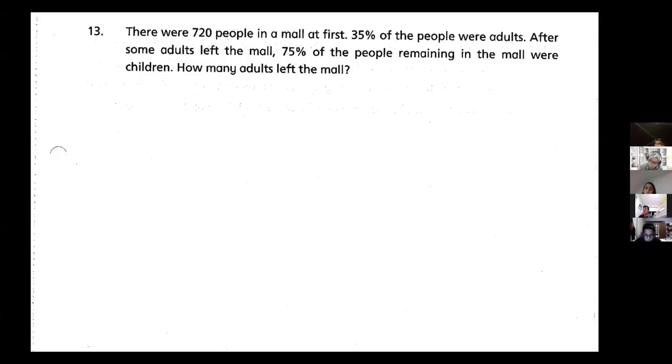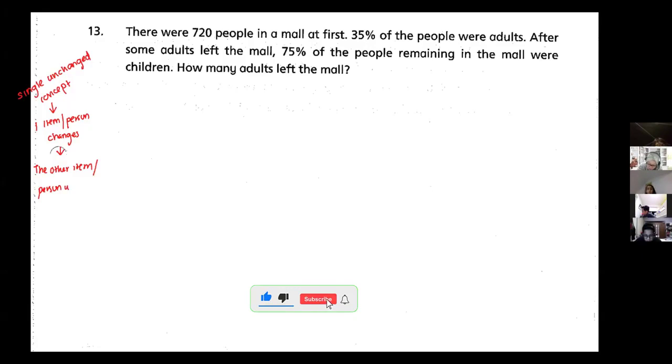All right, so for this question, I'm going to apply the single unchanged concept. For single unchanged concept, it is when you have one item or person changes and then the other item or person unchanged. In this question, we can find out that it is only one item who changes or one person who changes because they say after some adults left the mall.